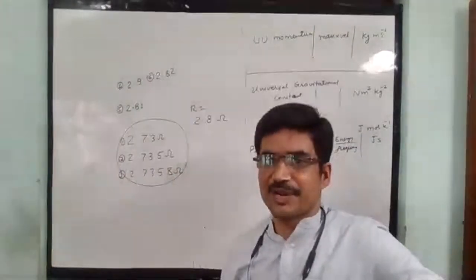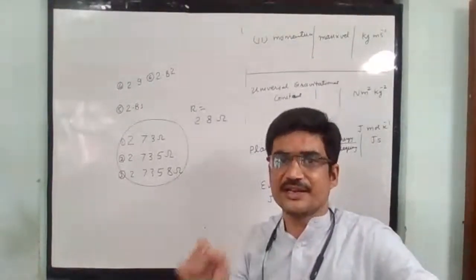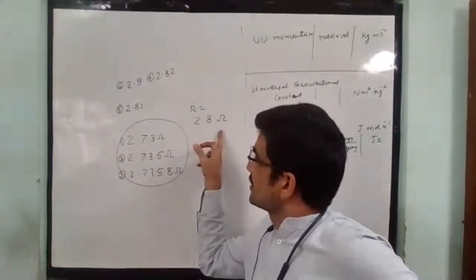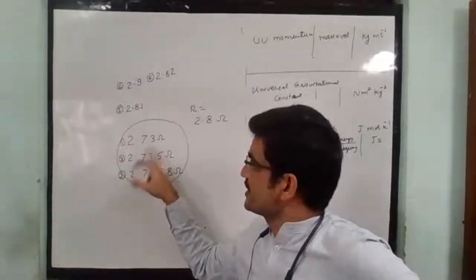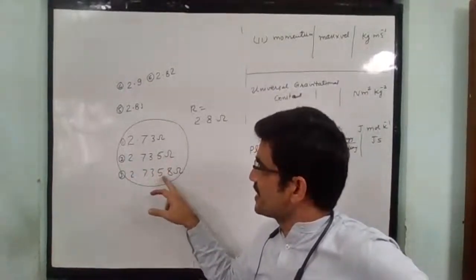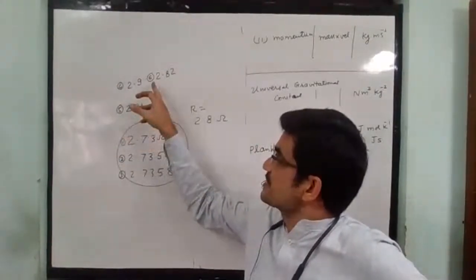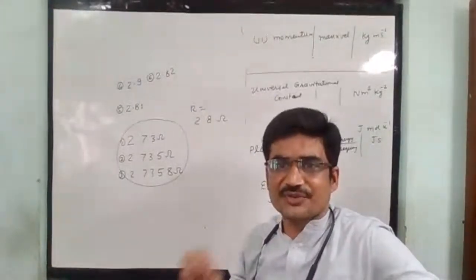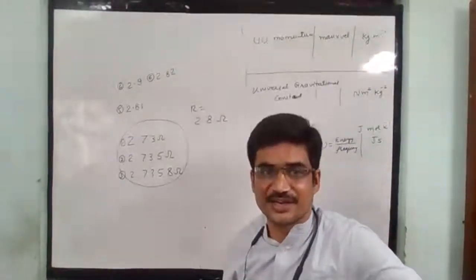Actually, one practical was given to the students, and it was asked to find the resistance of a wire. The actual resistance is 2.8, and the students are getting all these values. First reading is 2.73, second reading is 2.735, third reading is 2.7358, fourth reading is 2.9, fifth reading is 2.81, sixth reading is 2.82. What do you think? Which one is the most accurate reading?